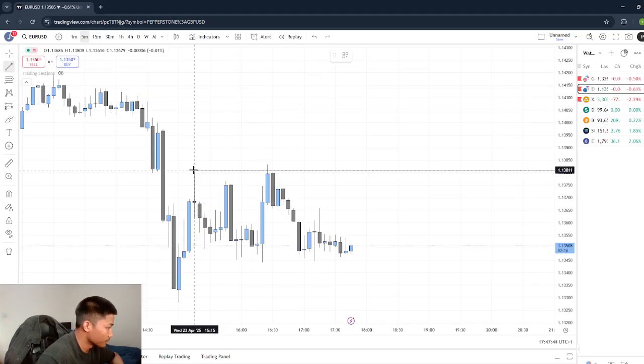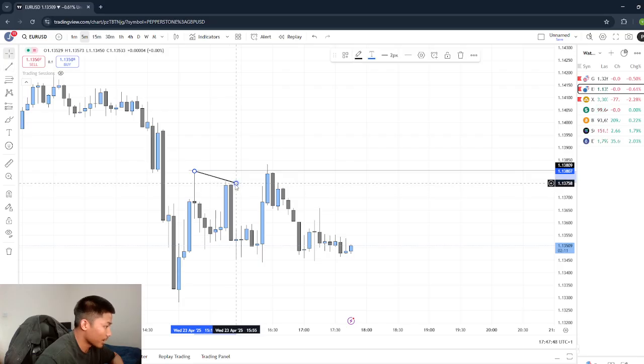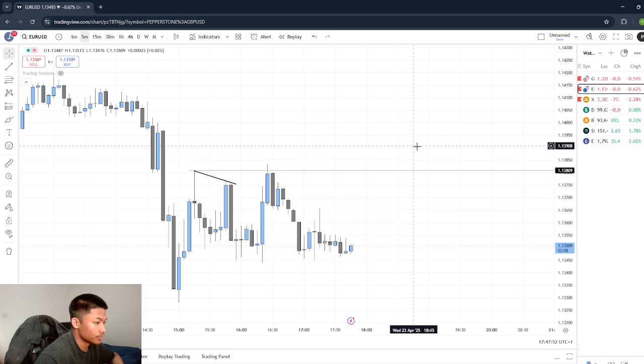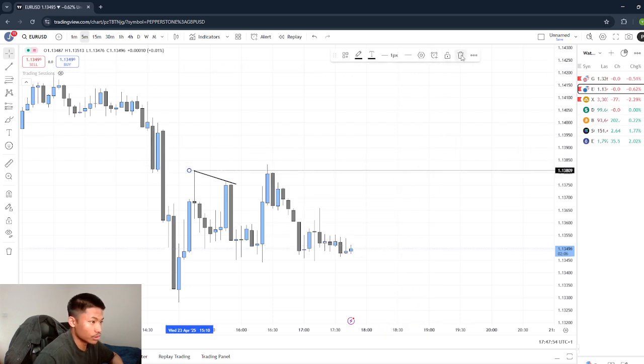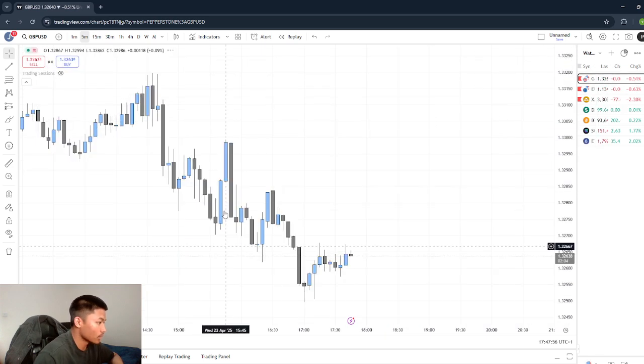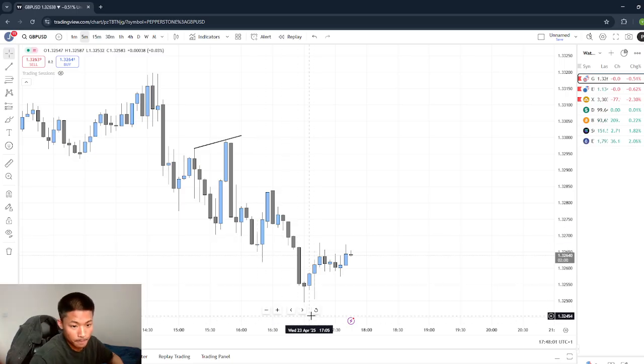Because this one, Euro did not sweep, and GU did. So we took a trade on GU today. What does it do? It starts plummeting down. We had enough time to enter the trade, so it's perfect.